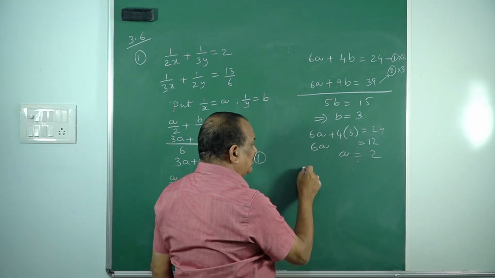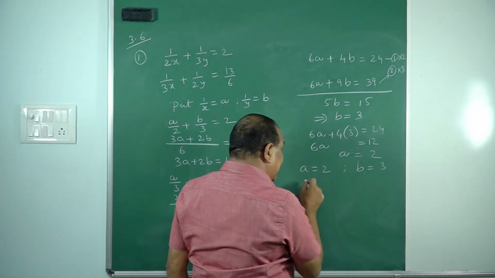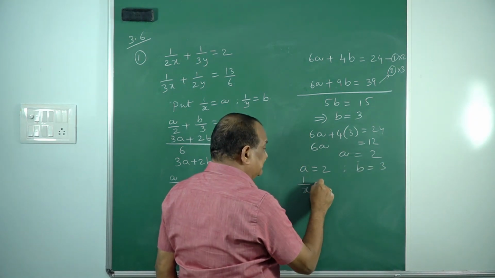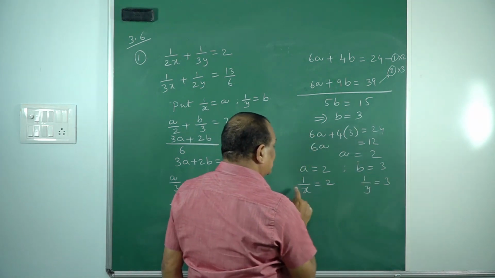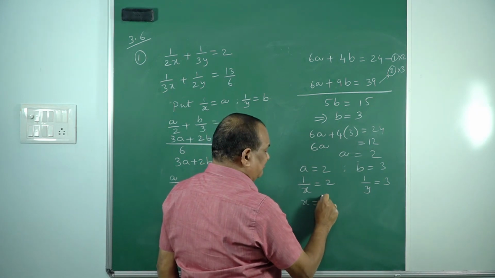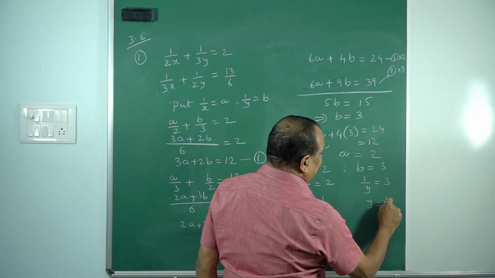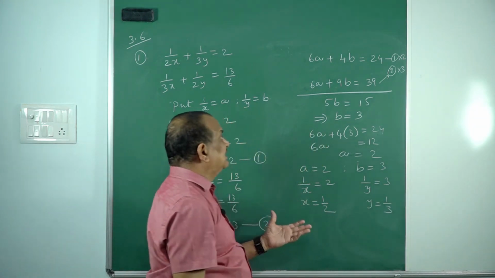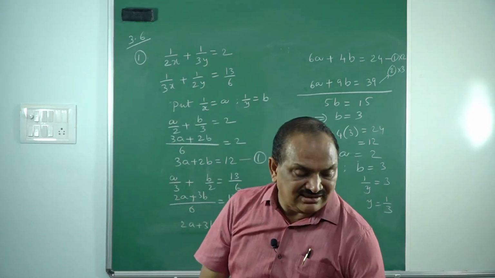My solution is not over now. a is equal to 2, b is equal to 3. But a is 1 on x is 2, b is 1 on y is 3. So cross multiplication: 2x equals 1, x is equal to half. 3y is 1 and y is equal to 1 on 3. So this is what has happened actually. We found the values of a and b and we got x and y.